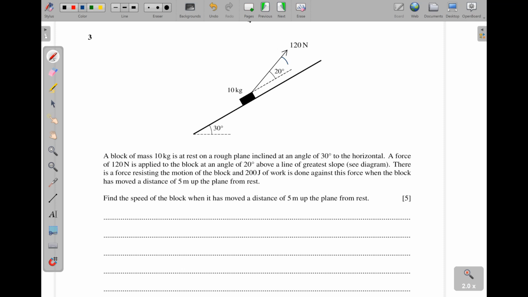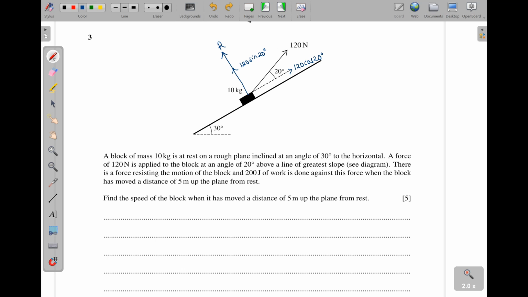So close this one, close this 20 here. That one is going to be a cosine. So we can have 120 cosine of 20. Okay. And then this one here, we shall have the normal reaction, and we can also have the 120 sine of the 20 degrees. Remember, closing is cosine, and then opening it up is sine.